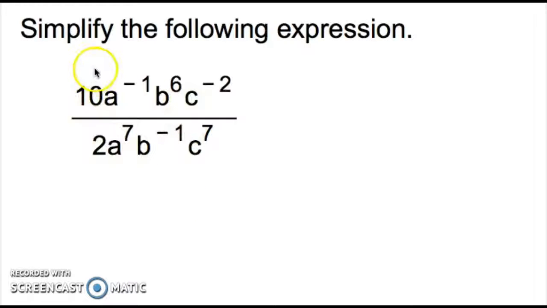So there is a lot going on here, but we're going to start with the numbers 10 and 2, the coefficients here, and go to the A's, the B's, and the C's and take it piece by piece. So starting with the 10 and the 2, 10 divided by 2 is going to be 5. Since the larger number is up top, and it's a whole number, we're going to put it up top the fraction.